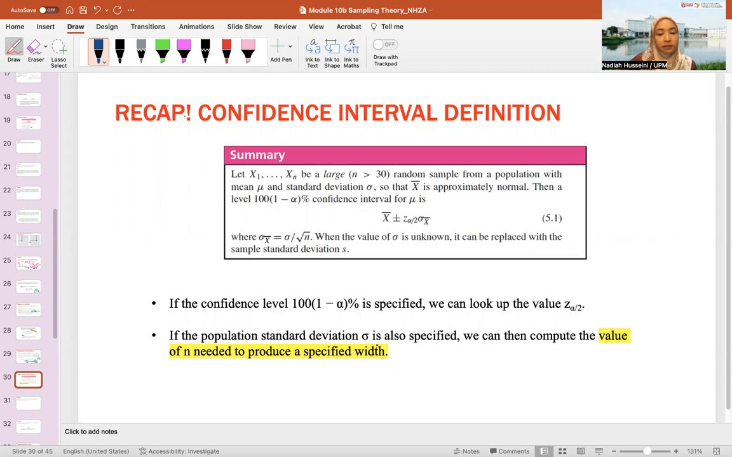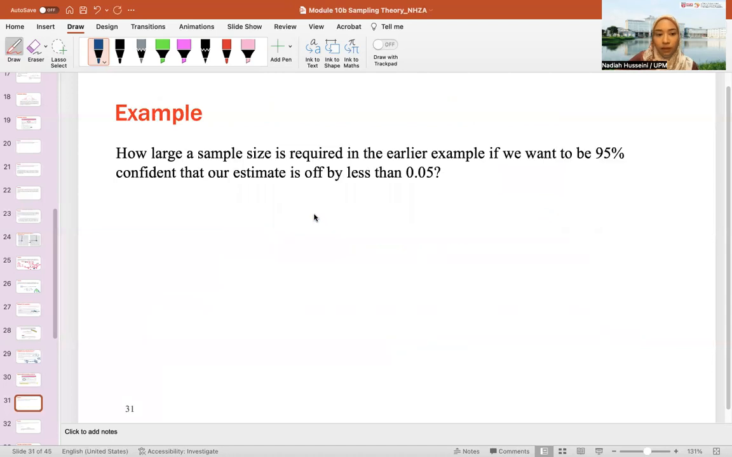If the population standard deviation is also specified, then we can compute the value of n needed to produce a specified width. So let's go for an example. And we know that we have to use this equation to find our sample size. Okay, so how large a sample size is required? So I want to know what is my n.